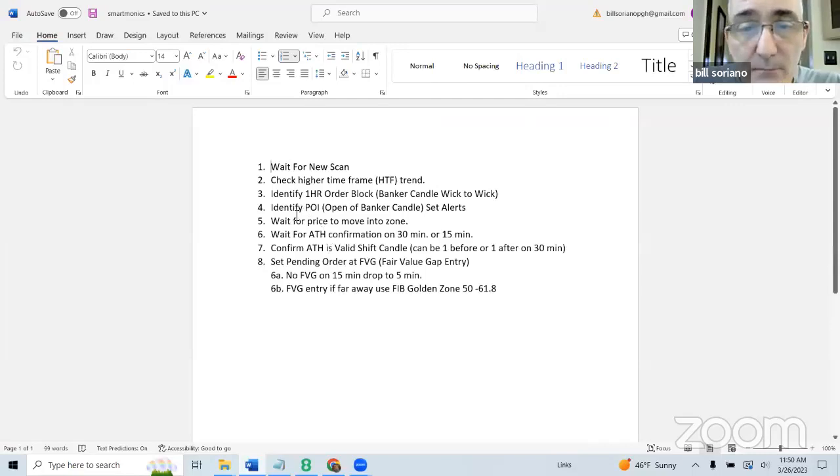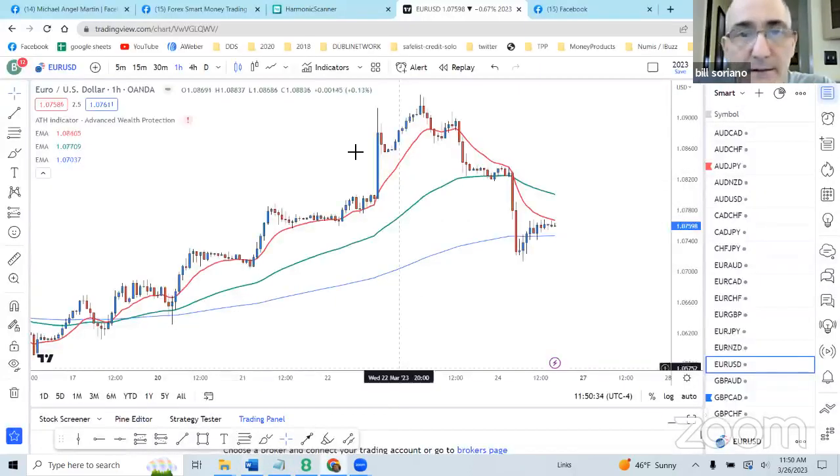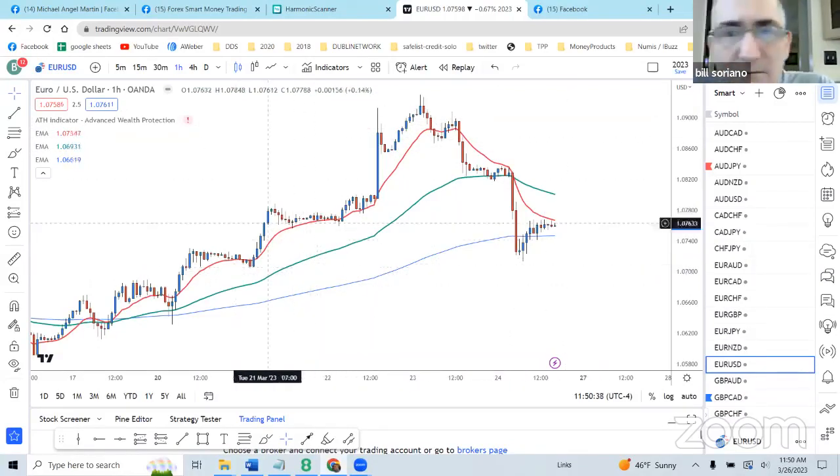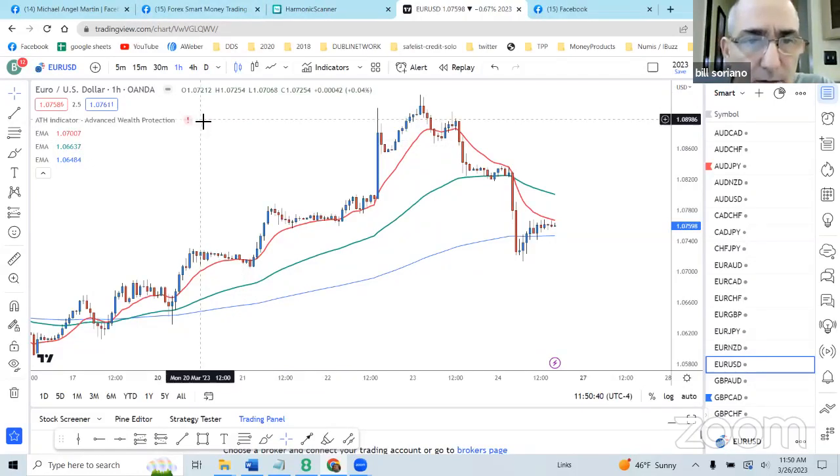Okay, so now price moves into our zone, right? We get an alert, right? Price moves into our zone. We get an alert. And now what we do is we wait for an ATH confirmation on the 30-minute or the 15-minute chart, okay? So let me see here, one second.